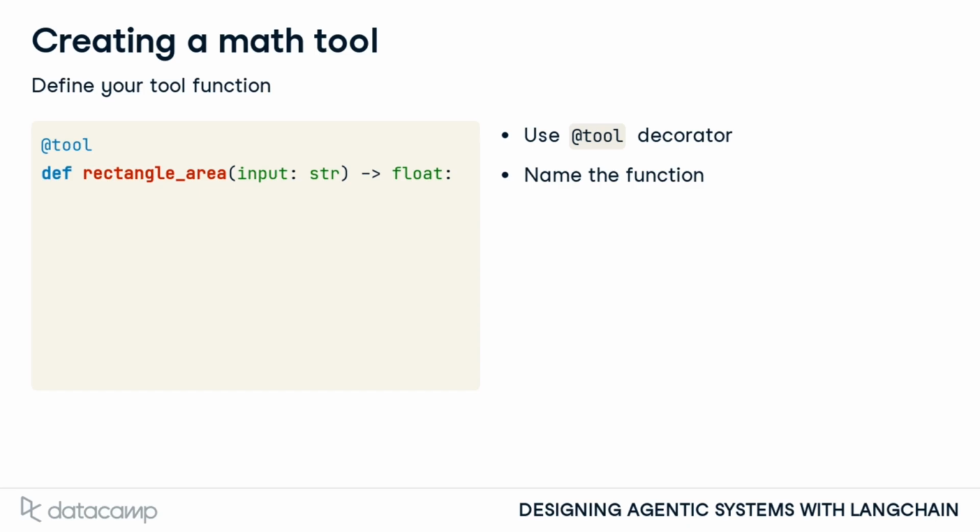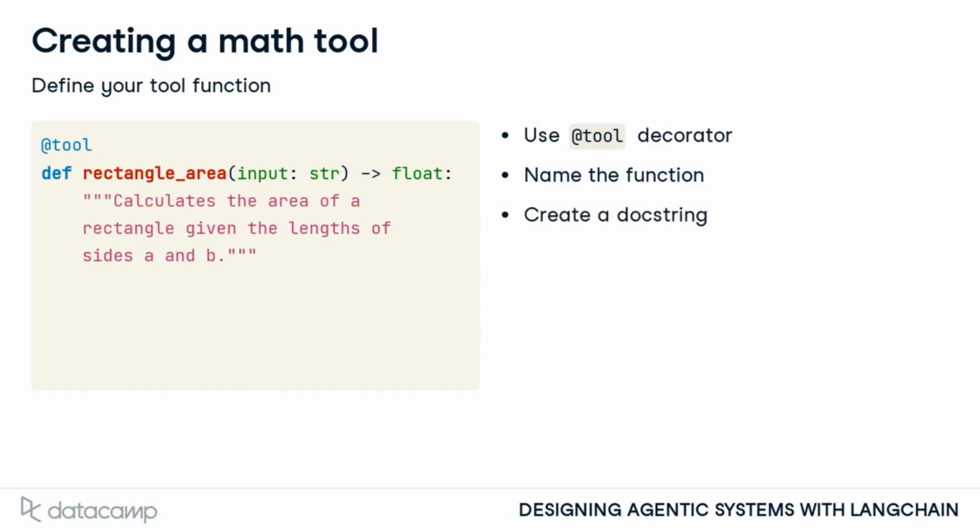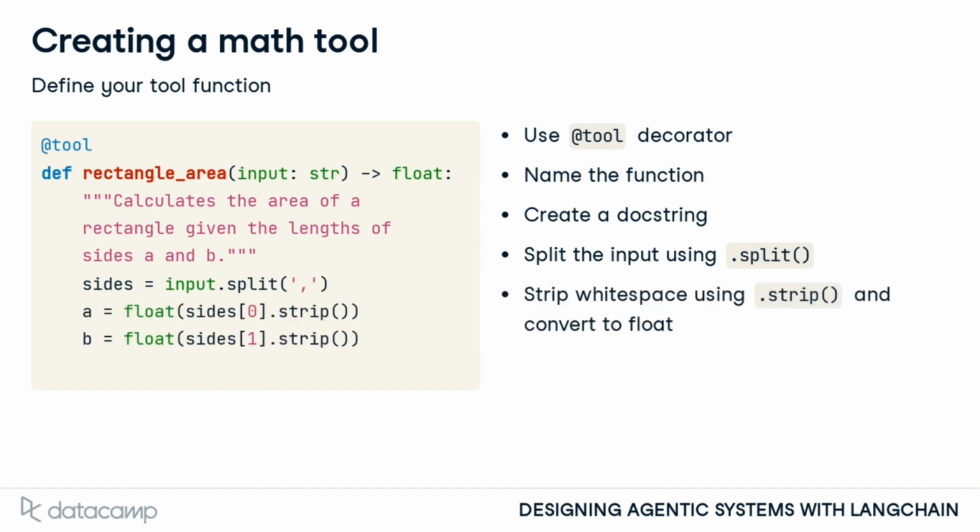We then include a docstring to describe the function's purpose, specifying that it calculates the area of a rectangle given the lengths of two sides, A and B. Inside the function, we split the input string, extracted from the query, into the two values representing sides A and B. To multiply the sides, we strip any white space around the string inputs using Python's strip method, and then convert each string to a float. We then multiply sides A and B together to calculate and return the area of the rectangle.